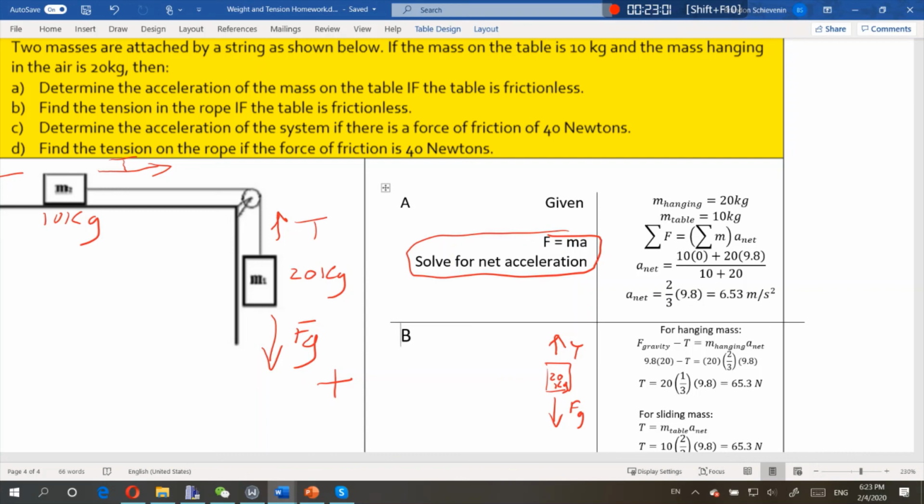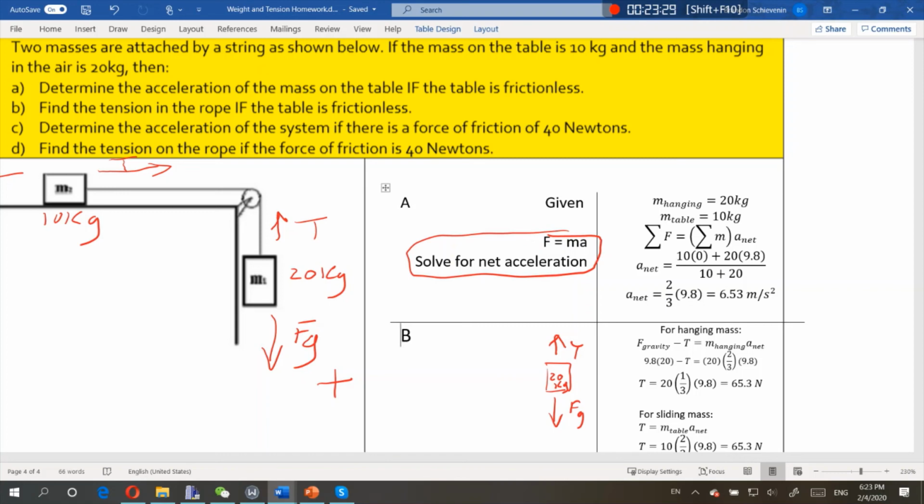So if you say the right is positive, then down has to be positive as well, because both of these masses are moving together. If you say left is negative, then up is negative. If you changed that and said down was negative, then to the right here would also have to be negative and to the left would be positive, because they would have to be acting in opposition to each other.